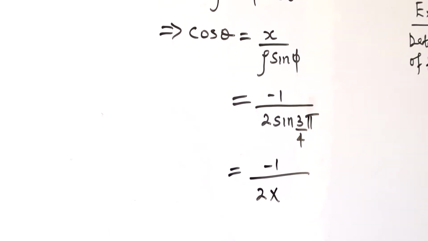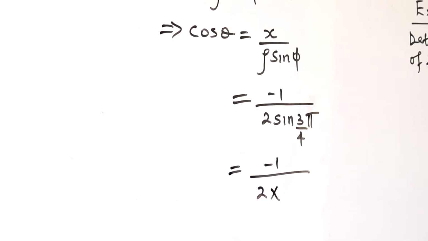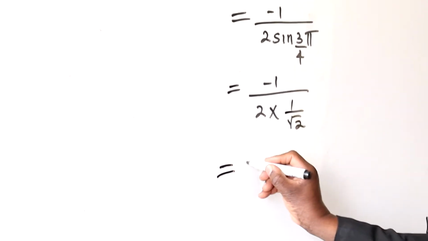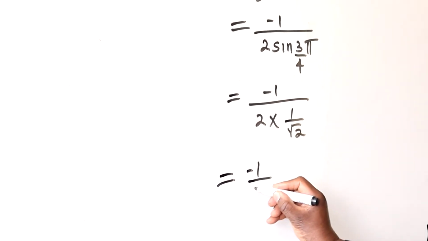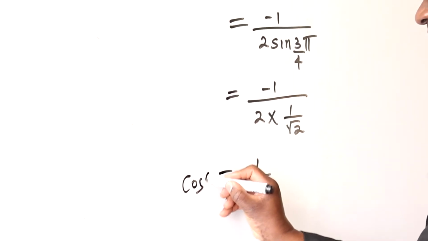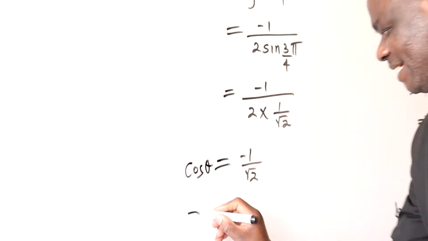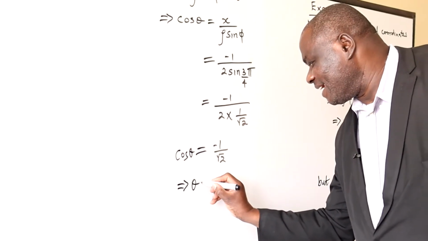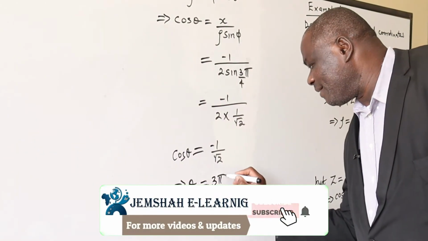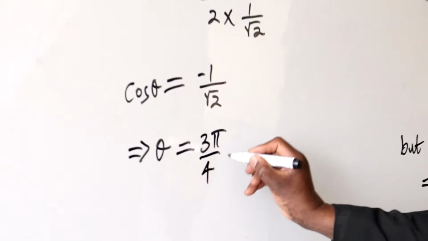Sine 3 pi all over 4 is also equal to 1 all over root 2. So this gives us negative 1 all over root 2. So cos theta is equal to that. This implies our theta is equal to 3 pi all over 4.